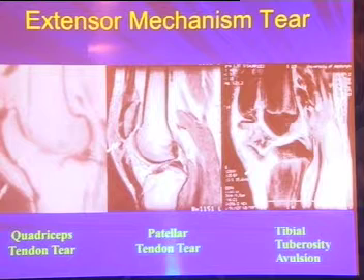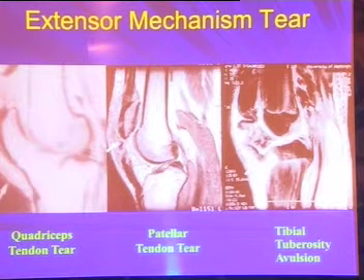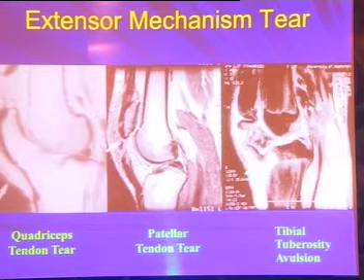Diagnose extensor mechanism tear on MRI. Here you can see there is rupture of the quadriceps tendon from the superior pole of the patella. Here you can see rupture of the patellar tendon from the inferior pole of the patella, or avulsion from the tibia.